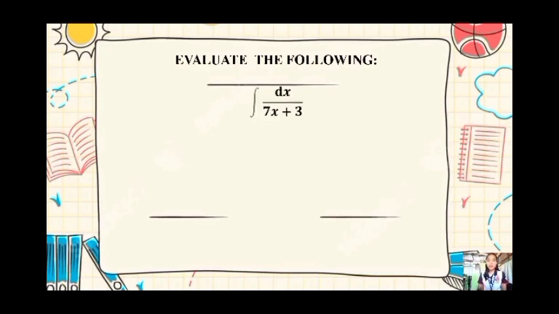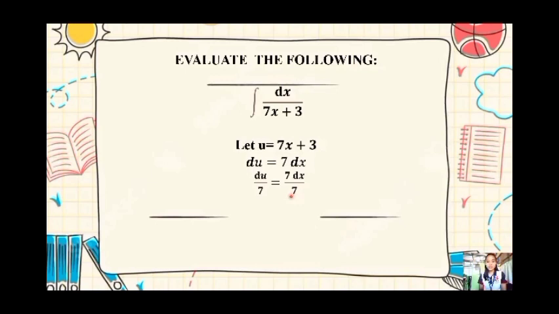The integral of dx over 7x plus 3. So first, let u be 7x plus 3. Then next, we must find the derivative of u. It is equal to 7 dx, because 3 can't be derived: it is a constant number and its derivative is equal to 0. Next, we must find the value of dx.